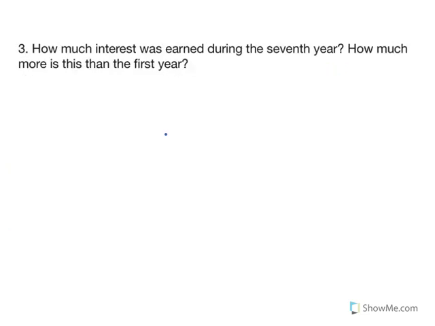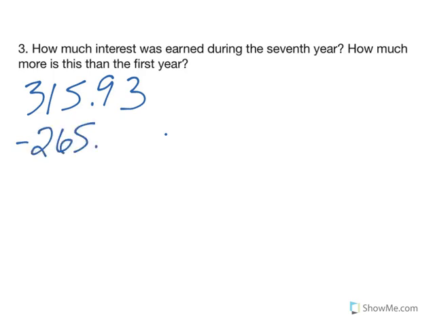Now in number 3, it gets a little bit more confusing. So how much interest was earned during the 7th year? Well, if you look at the totals, you earned a total of $315.93 in interest through the first 7 years. Well, if you want to know just the 7th year, you'll take that total and subtract everything before. So when you look, everything before is years 1 through 6. So I will just look at my 1 through 6, and that total was $265.32. Right? Okay, so remember, this is years 1 through 7.